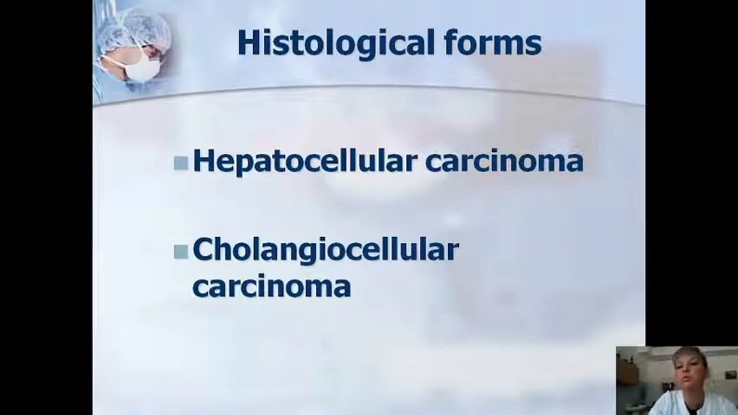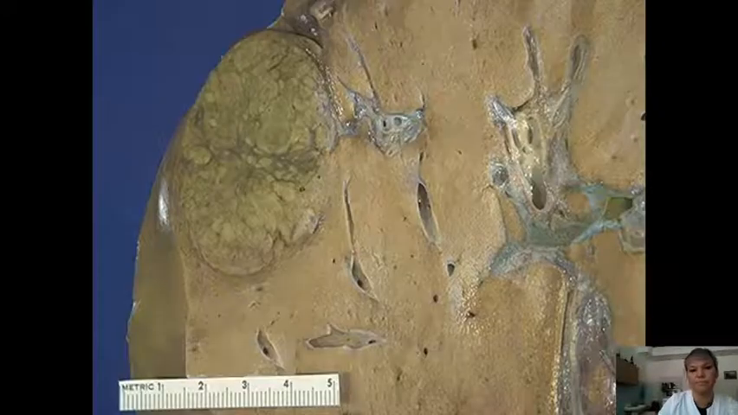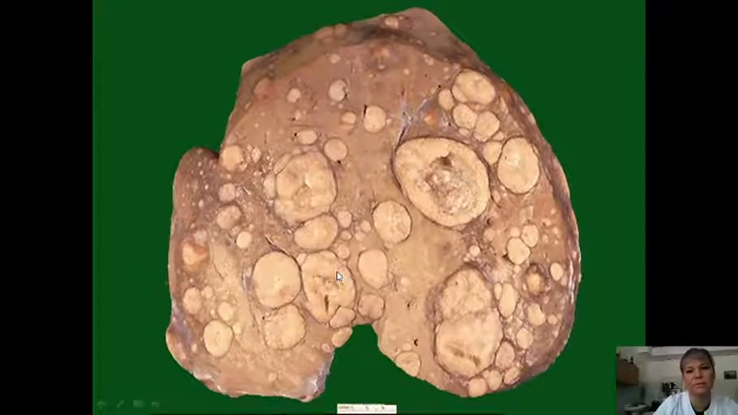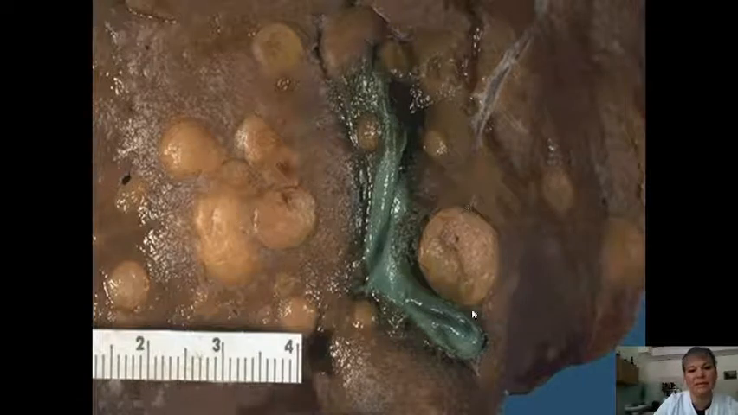Histologically, we see two types of cancer of the liver. From hepatocytes, hepatocellular carcinoma. From epithelium in the bile ducts, cholangiocellular carcinoma. In this photo, you can see the nodular form of cancer. In this photo, you can see metastatic involvement of the liver, metastasis in the liver.